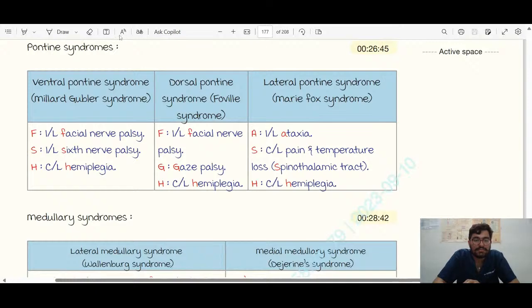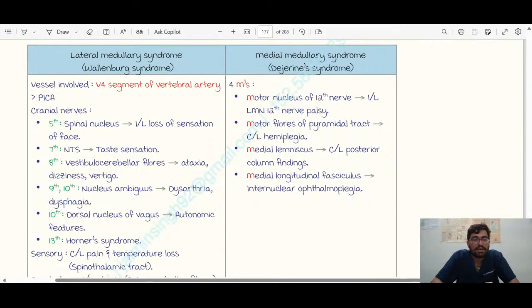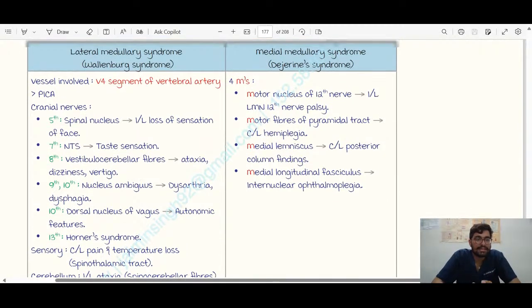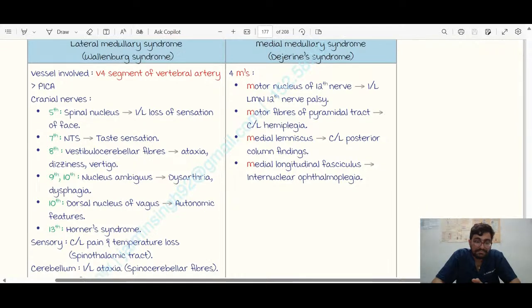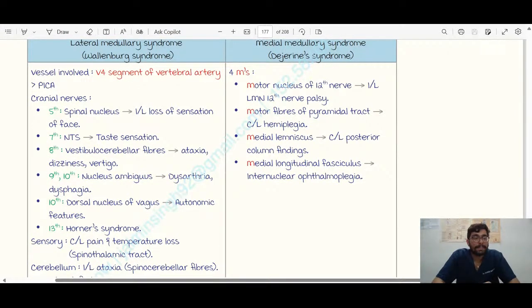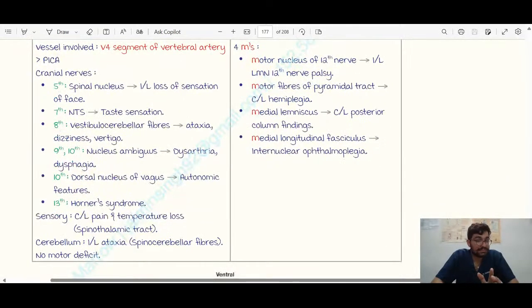Next, we move further. That is medullary syndrome: lateral medullary syndrome, Wallenberg syndrome, or medial medullary syndrome, also called Dejerine syndrome. The vessel involved in lateral medullary syndrome is the V4 segment of the vertebral artery, more than posterior inferior cerebellar artery. Cranial nerves 5th, 7th, 8th, 9th, 10th, 11th and 12th are all affected in lateral medullary syndrome.